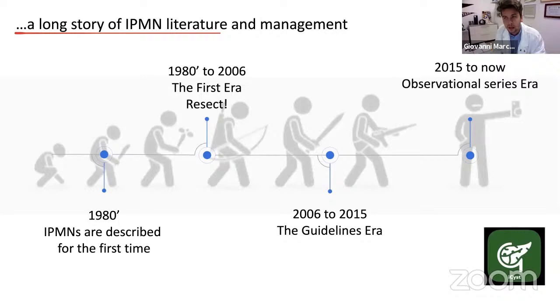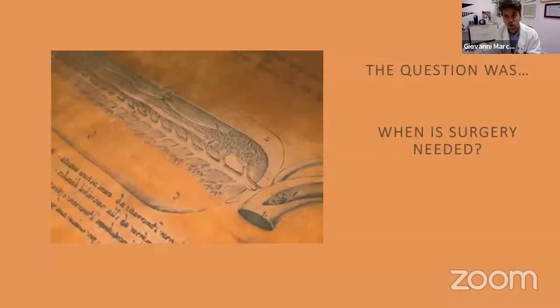Why was that? Because we wanted to see if we were good enough in finding true precursors of cancer. And when these policies were released, we found out that most of the IPMN were not malignant entities. So we entered into a new era, the recent era, which is more on the side of observational series. So now we also have data coming from the observation of IPMN not going to surgery. So this was the question for Ioannis, right? So when is surgery needed?